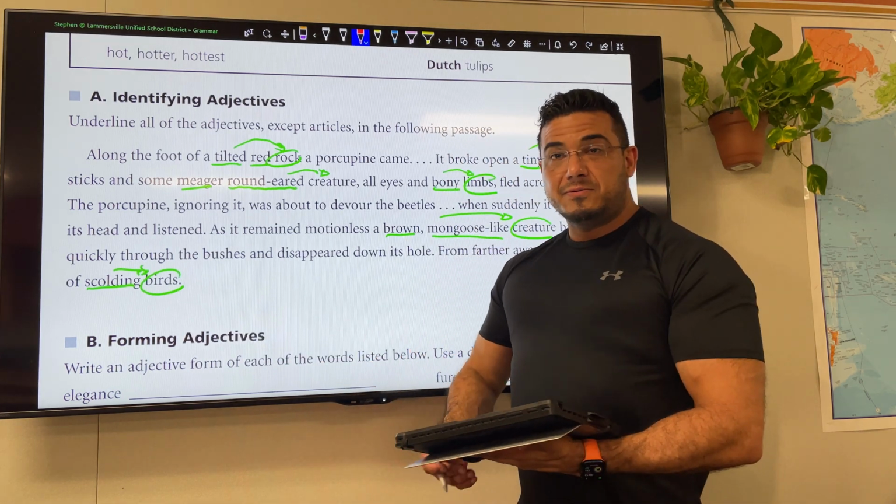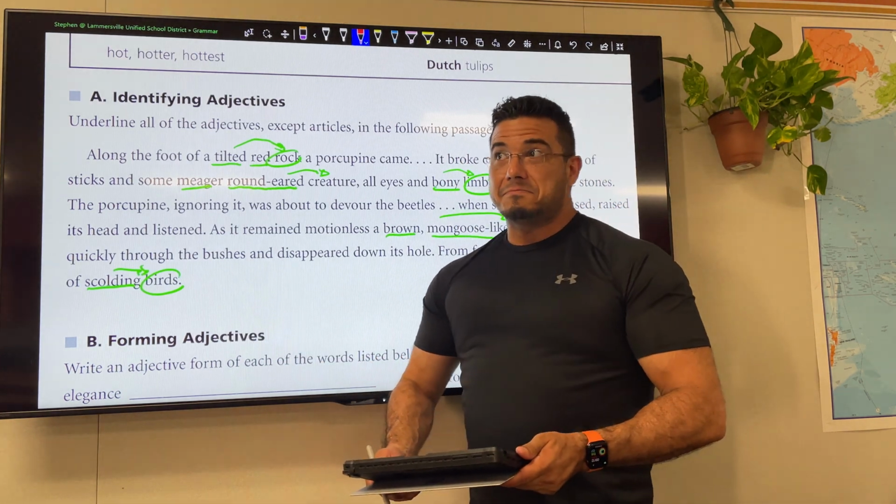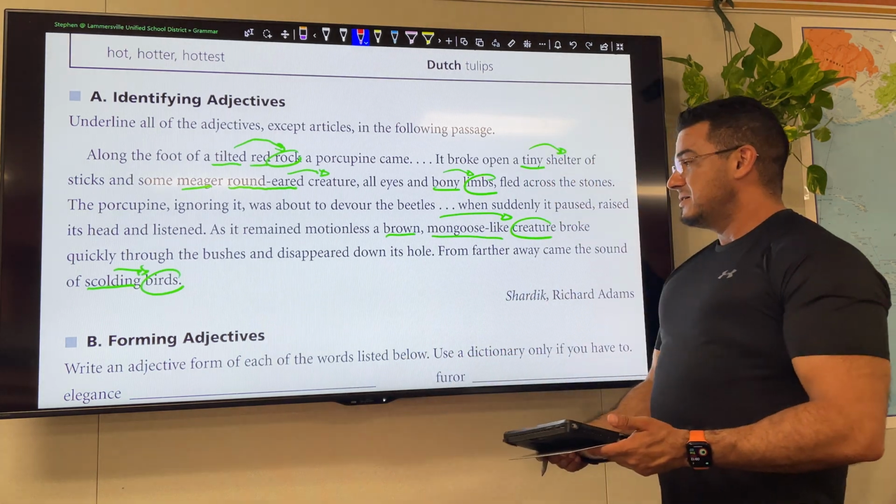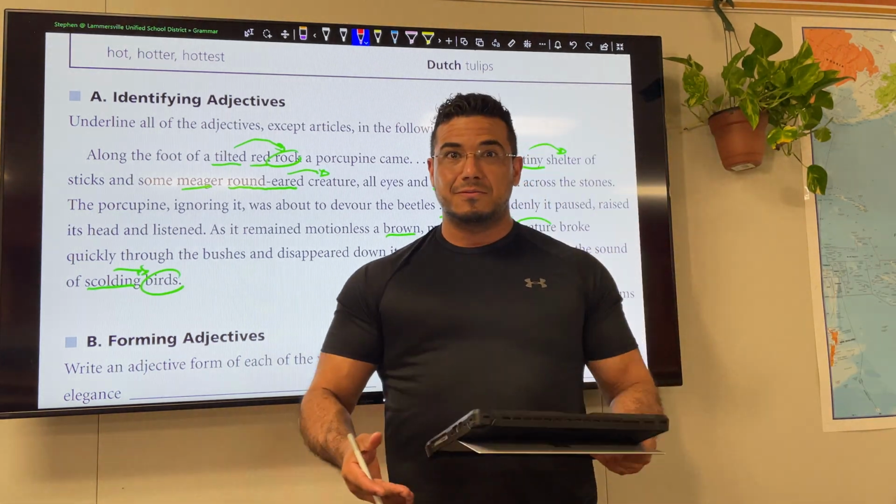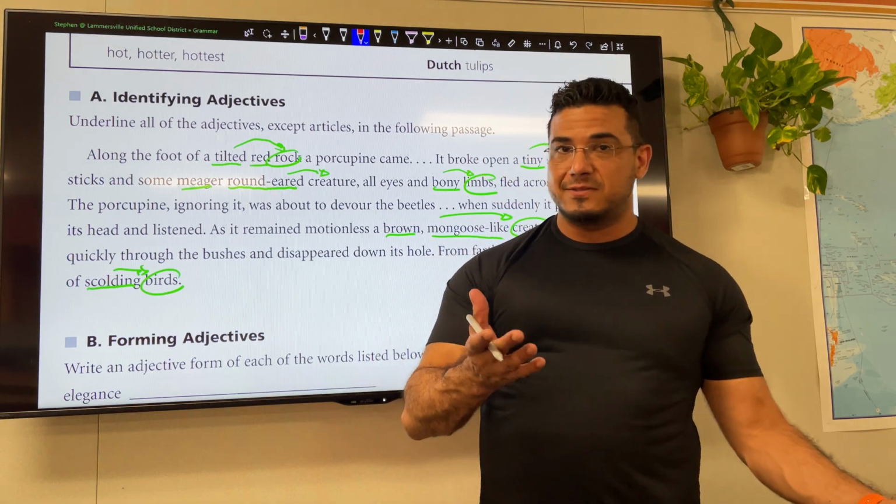All right, hopefully you were able to identify those adjectives. This was a very simple practice, and I hope to work on something a little bit more complex in the future, but if you found this helpful, great.